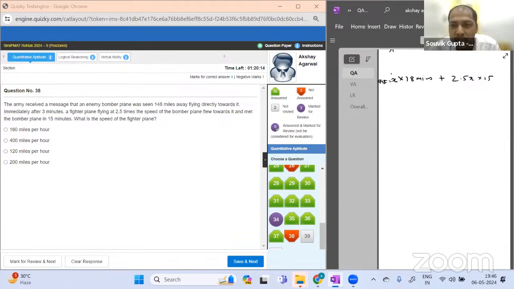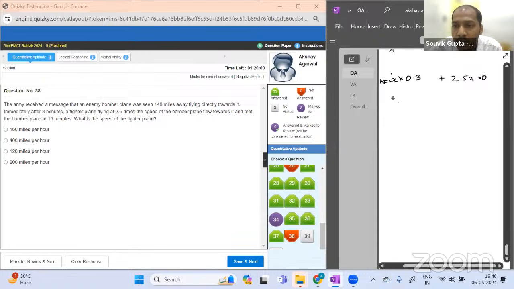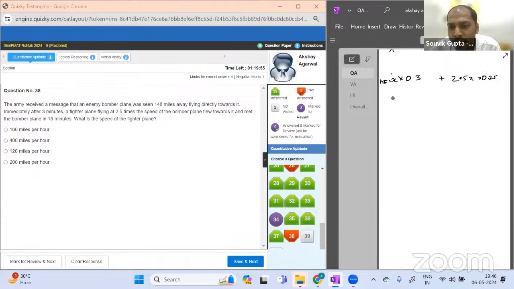Mere ko miles per hour change kar denge, theek hai. So 18 minutes means 0.3 hours, and this was allowed to fly for 1/4 hours. So fatafat se 0.3 aur 0.25 kar do. So 0.25 and 2.5, 2.5 into 0.25, 0.625. Plus 0.3, 0.925. X is equal to 148.